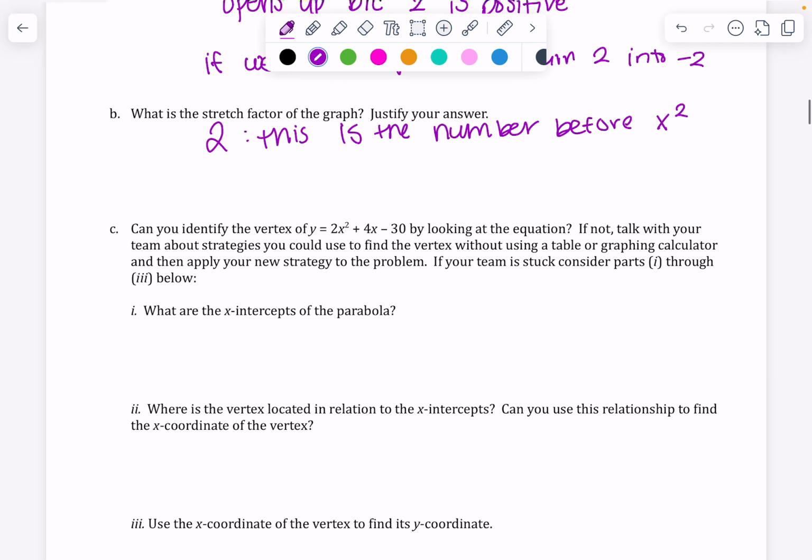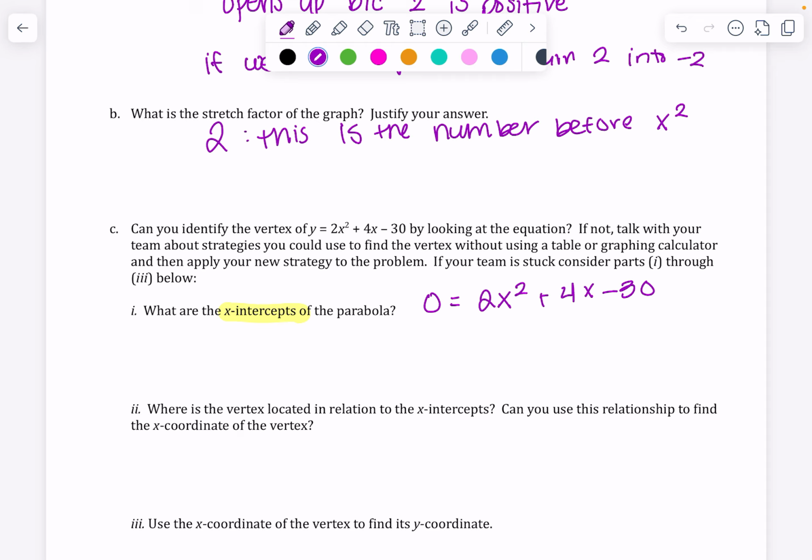So can we identify the vertex by looking at the equation? If not, we're going to talk about some strategies. Just like we discussed, standard form doesn't really tell us a ton of stuff. It doesn't tell us the vertex. It doesn't tell us our x-intercepts at all. So we need to do a little bit of work to get that. The first thing it's asking us to do is find out what the x-intercepts are. If we're on the x-axis, remember that our y coordinate, no matter where we are, is always 0. So we're going to set our equation equal to 0.